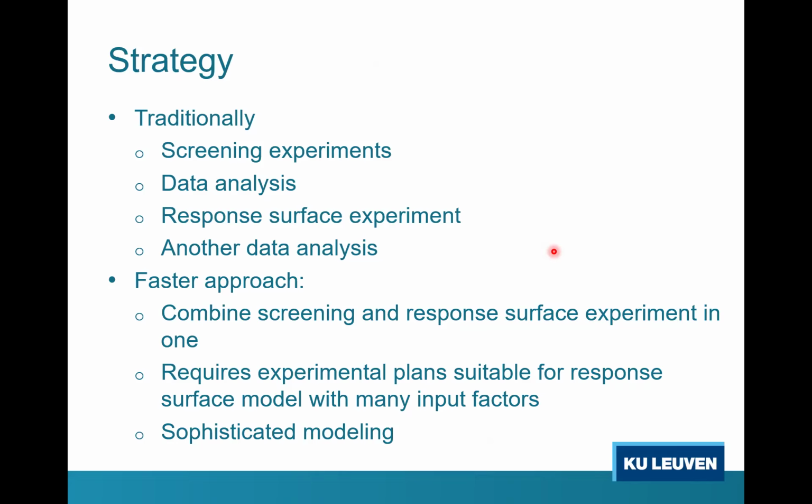Now that's a whole new approach, a break with the tradition in design of experiments, and that break in the tradition, of course, requires a new kind of experimental plan. So new definitions of which tests to use in your experiment. And that's what this talk is going to be about. The OMARS designs in the title are suitable experimental plans to combine screening and response surface experimentation into one.